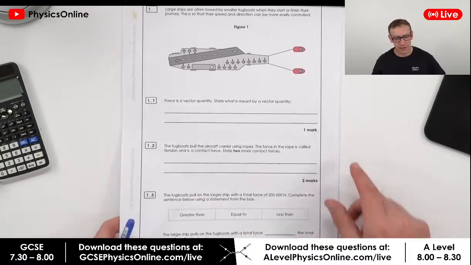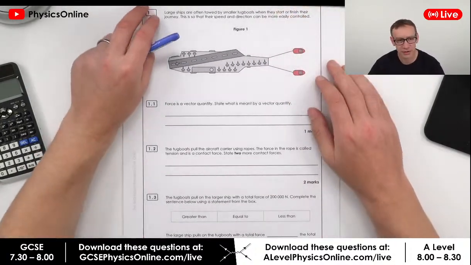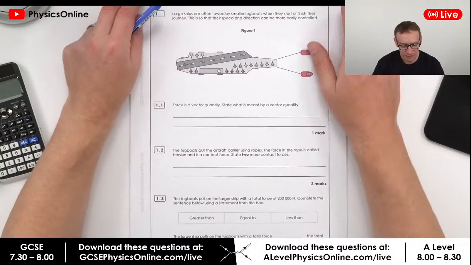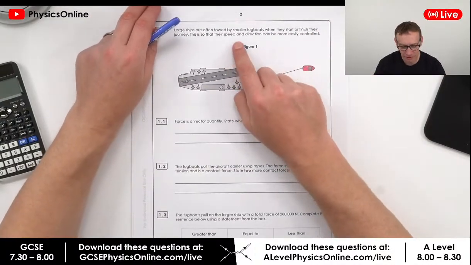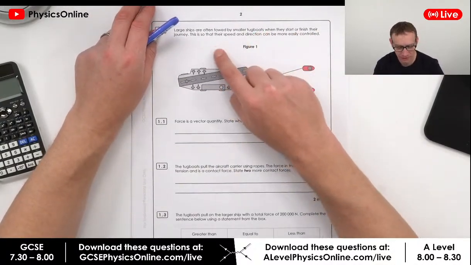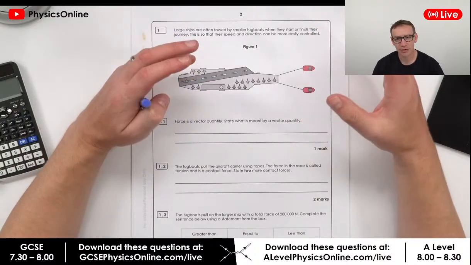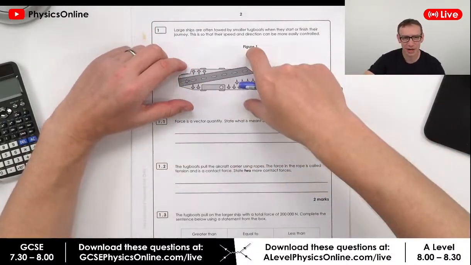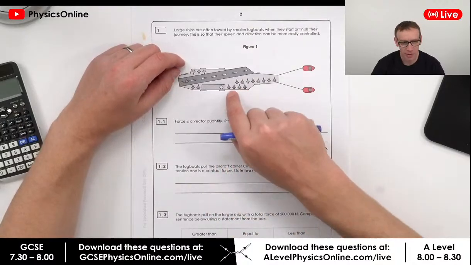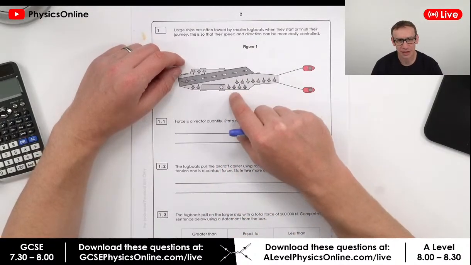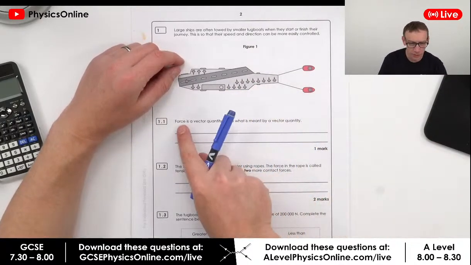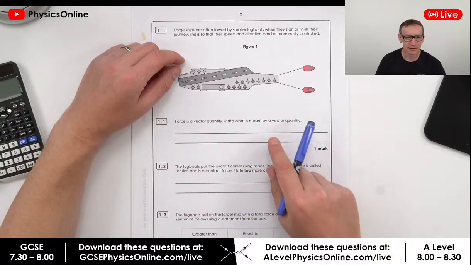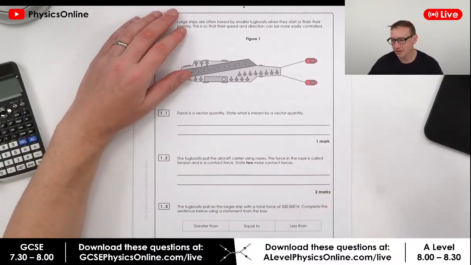The first question is from one of my GCSE practice papers. It says that large ships are often towed by smaller tugboats when they start or finish their journey, and that means they can easily control their speed and direction. This is like the top-down view of an aircraft carrier with a load of F-15s on it. Force is a vector quantity. State what is meant by a vector quantity.